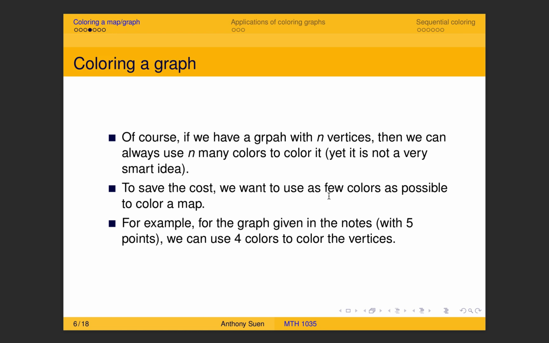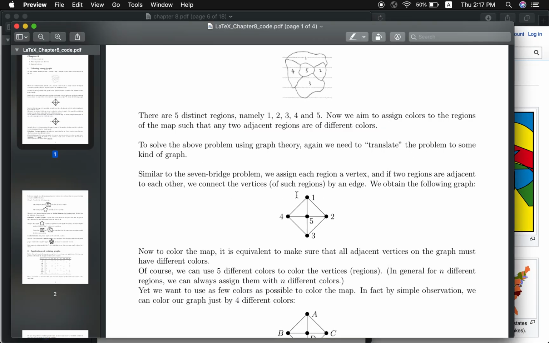Not just about the cost. Sometimes it's just not practical. How can you get 1,000 different types of colors? For example, if you have 1,000 vertices, or if we want to color the map in our example on nodes, that is the graph I just mentioned.